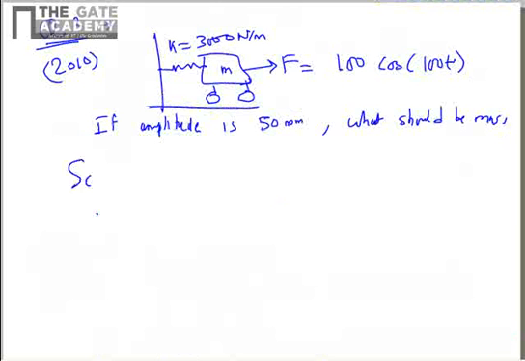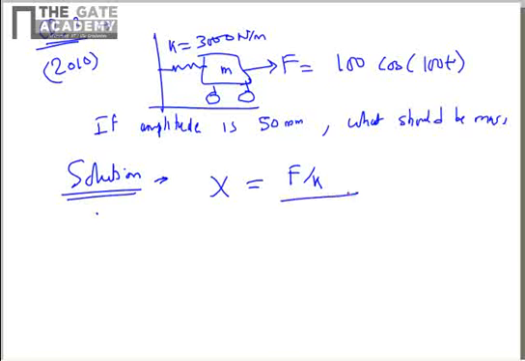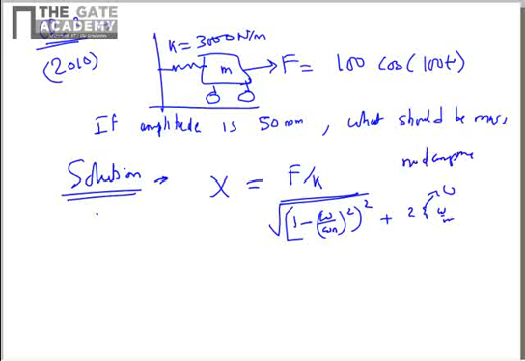So we will go about solving this problem. For that, we will remember our basic formula for forced oscillation: X is equal to F by K divided by the square root of 1 minus omega by omega n whole squared, plus 2 z omega by omega n whole squared. But z is equal to 0, there is no damping, so that term we will neglect. You have to be fast in these things. So this is the function.